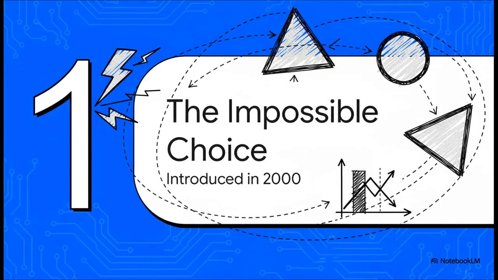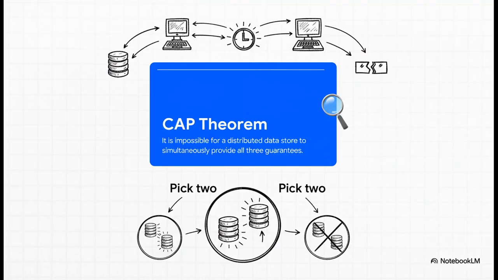All right, let's get right to the heart of it. This whole impossible choice thing isn't just a suggestion. It's a proven concept in computer science called a theorem, first laid out by Eric Brewer way back in the year 2000. And here it is, the CAP theorem in all its glory.